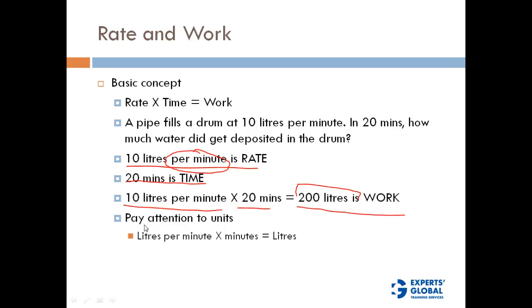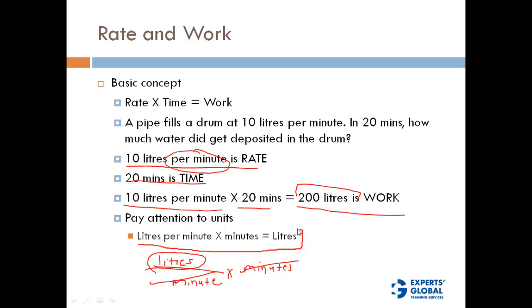Pay attention to units. If you look at the units of rate, it is liters per minute. Multiply that with minutes. So this minutes and minute will get cancelled, and you will see that liters per minute into minutes is going to give us liters. So always remember this: the units will have to be in such a way that liters per minute will have to get multiplied by minutes in order to get us liters.